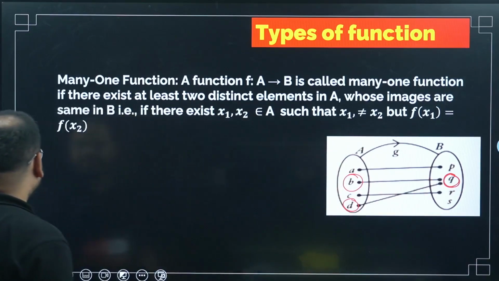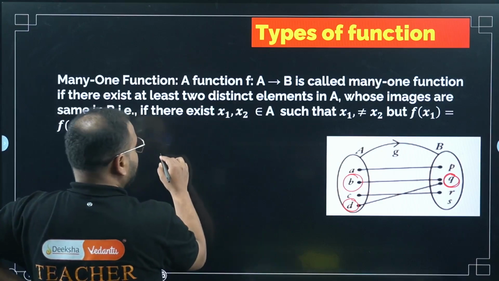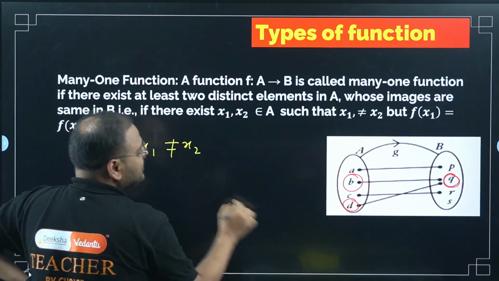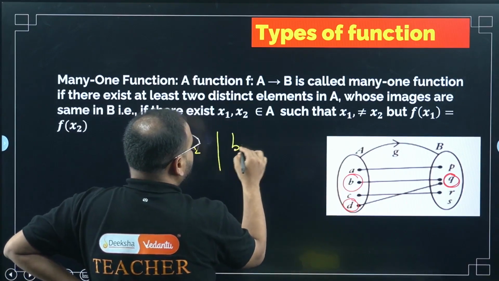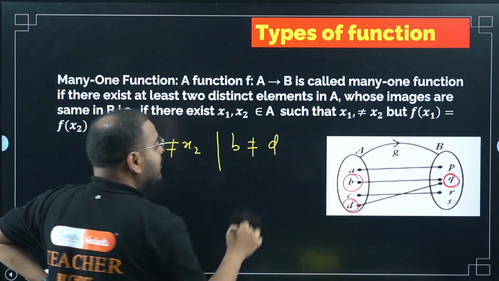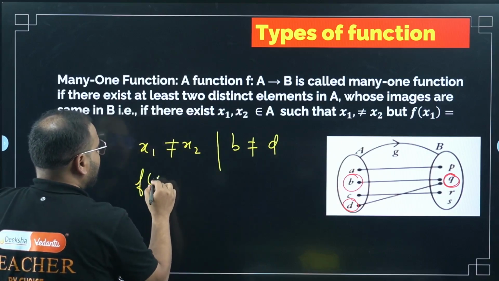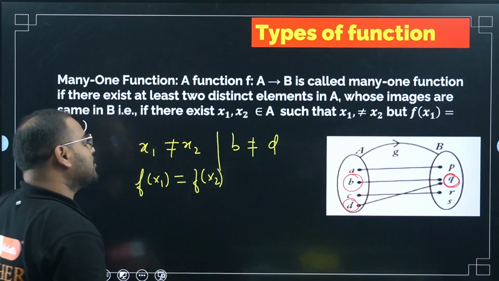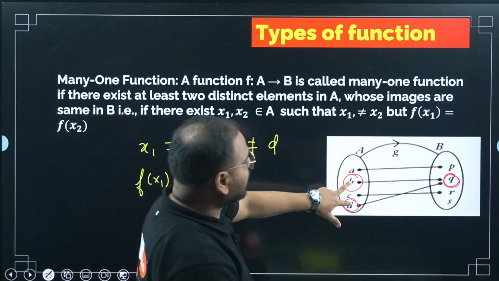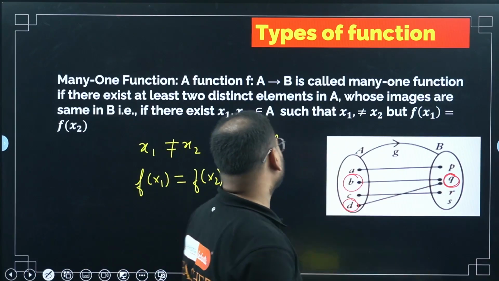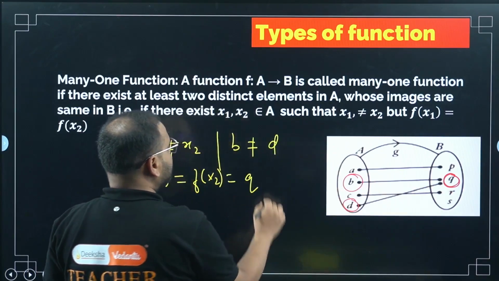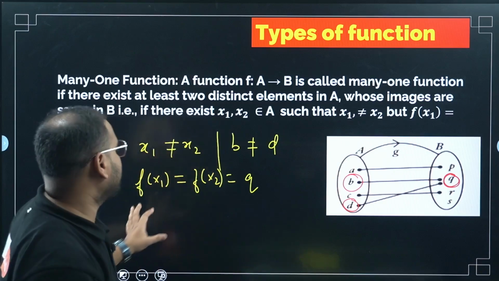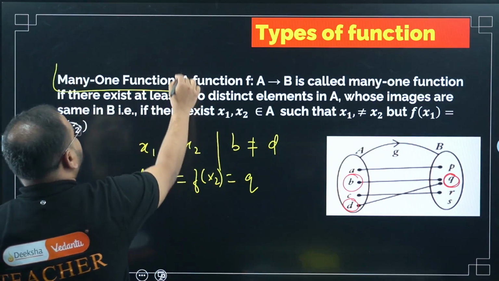So if I have to write that statement again, you can see here, x1 is not equal to x2. Why, sir? Because B and D are not equal. But what are f(x1) and f(x2)? f(x1) is equal to f(x2). So even though B and D are not equal, the function value at B and D is Q. Both are equal to Q. So when this is true, we will say that the function is many one.